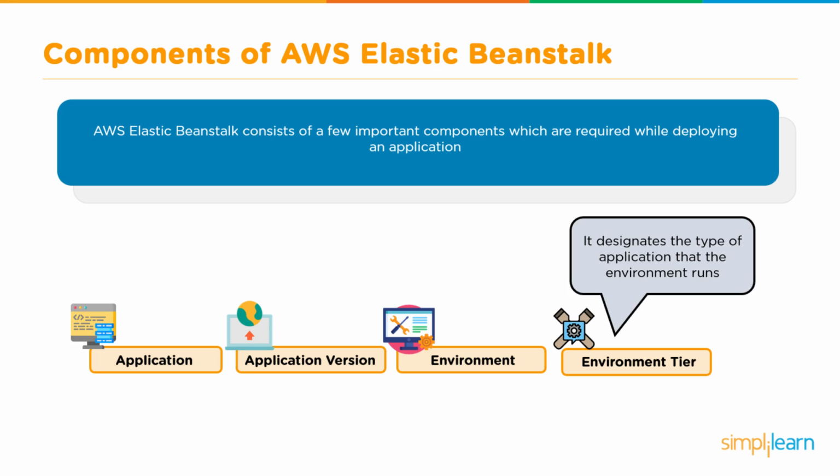Then comes the environment tier. The environment tier designates the type of application that the environment runs on. Now, generally, there are 2 types of environment tier. One is the web and the other one is the worker node. And that's something which we'll be discussing later as well.